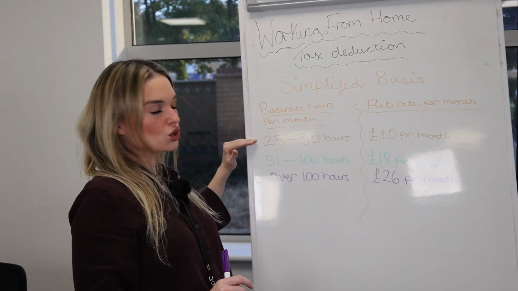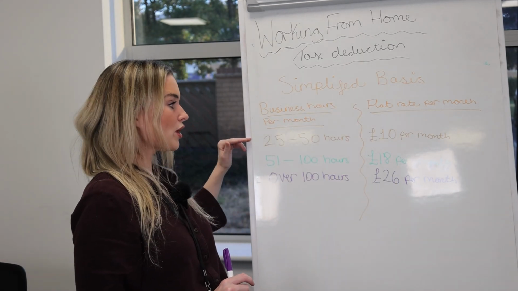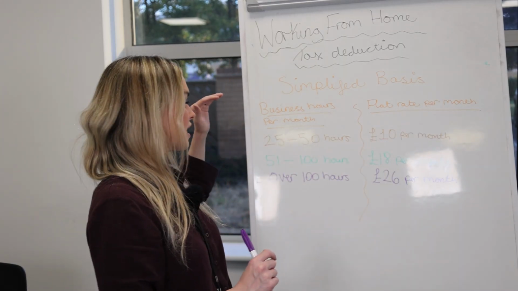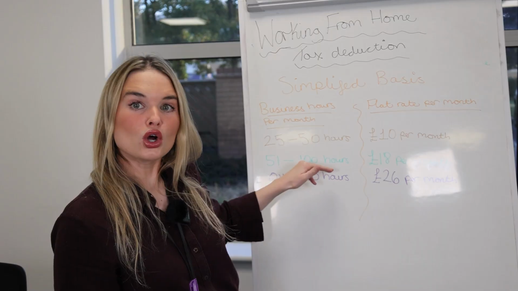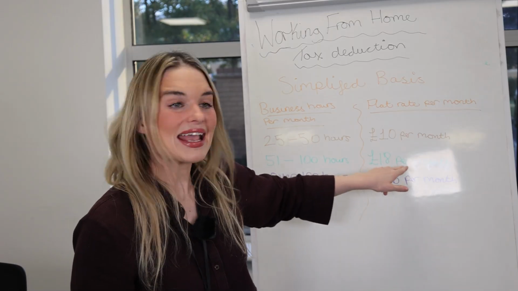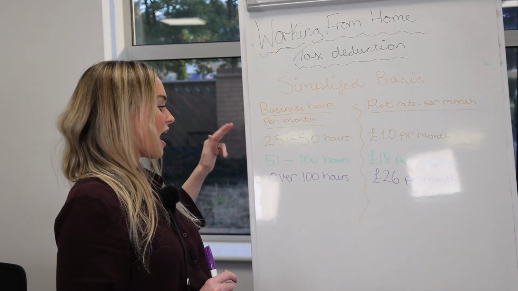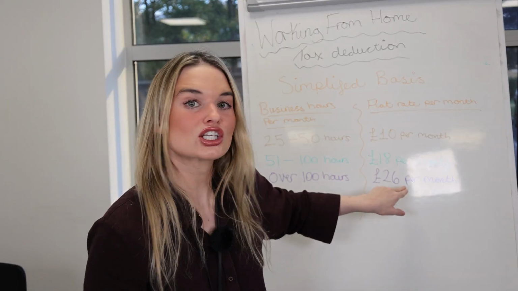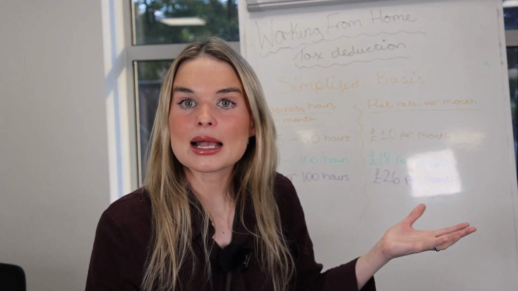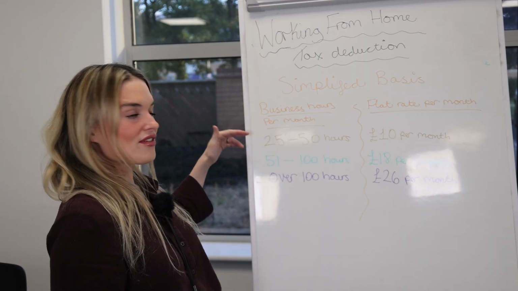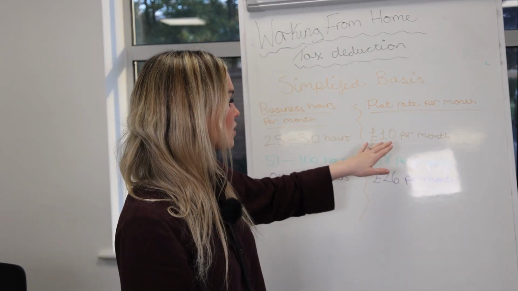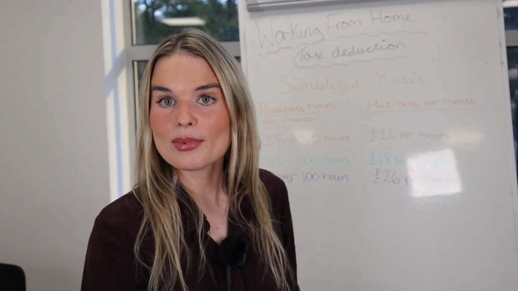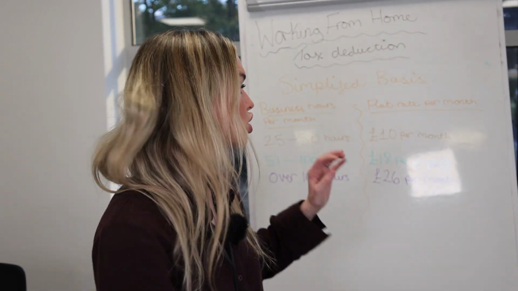So if you're spending 25 to 50 hours per month working from home, you can have a £10 per month tax deduction. If you're spending 51 to 100 hours per month working from home, it's £18 a month tax deduction. And if you're working over 100 hours per month from home, you can get £26. Let's do an example. If I was working 25 hours a month from home and I was able to claim £10 a month, that would be £120 working from home tax deduction to go on my tax return.